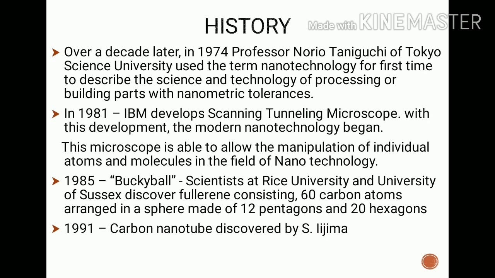In 1981, as we already discussed, IBM developed the scanning tunneling microscope. With this development, the modern nanotechnology era began. This microscope allows the manipulation of individual atoms and molecules in the field of nanotechnology. In 1985, the buckyball was discovered: scientists at Rice University and the University of Sussex discovered the fullerenes, which consist of 60 carbon atoms arranged in a sphere made up of 12 pentagons and 20 hexagons. It looks like a soccer ball. In 1991, the carbon nanotube was discovered by S. Iijima.